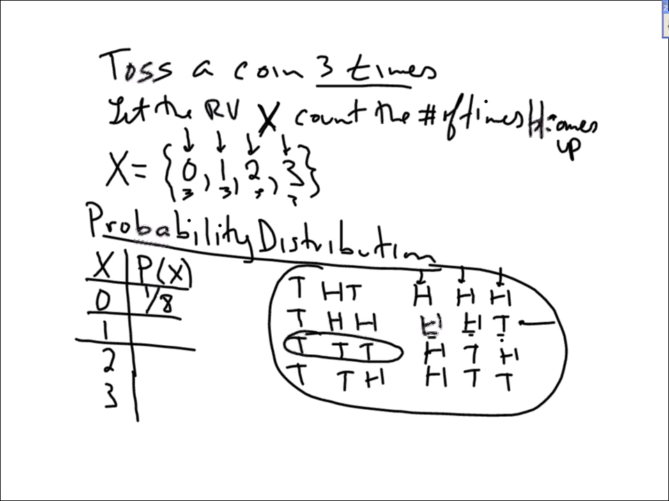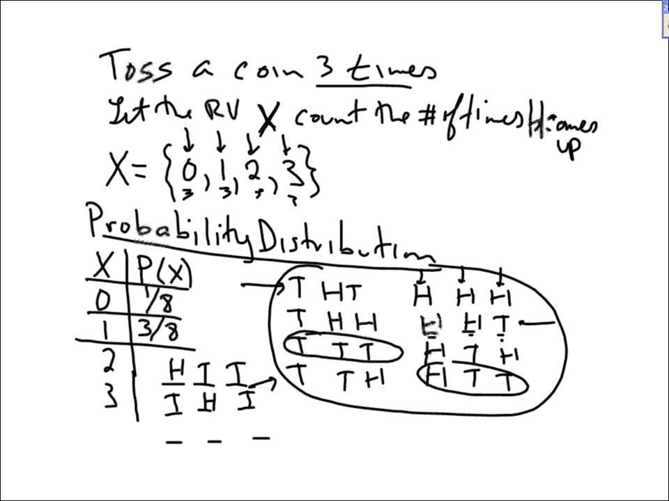1 head. Well, this one has 1 head, this one has 1 head, and this one has 1 head. 3 times out of 8. Now, if you think about it in an intelligent way, you can figure out that it was 3 without even counting. Because if you're going to have 1 head, either that head is in the first position and tails elsewhere, or the head is in the second position and tails elsewhere, because I only want 1 head, or the head in the third position and tails in the other 2 positions. And as you can see, there's 3 of them.